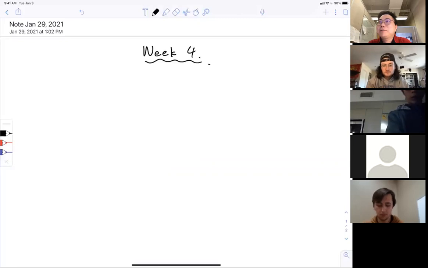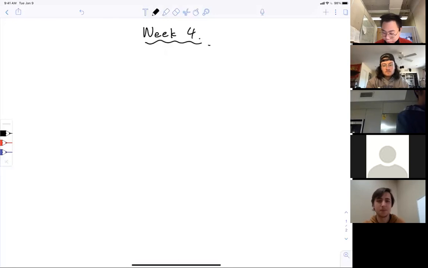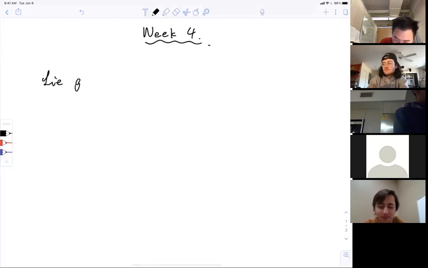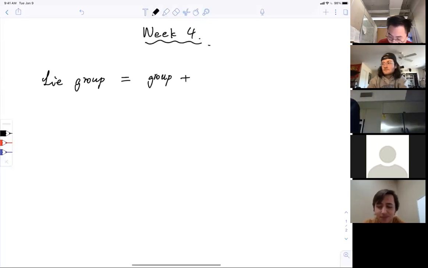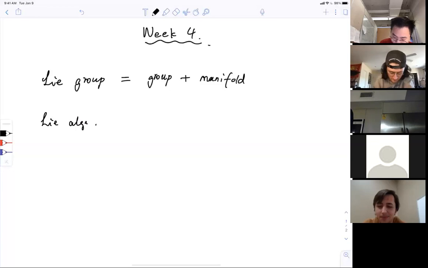Basically, we will continue our discussion about Lie group and Lie algebra. So let's refresh your memory on what we talked about last time. Last time we talked about Lie group, which is nothing but group plus manifold. So this Lie group is a group and it's also a manifold. Lie algebra is a linear vector space with Lie bracket.